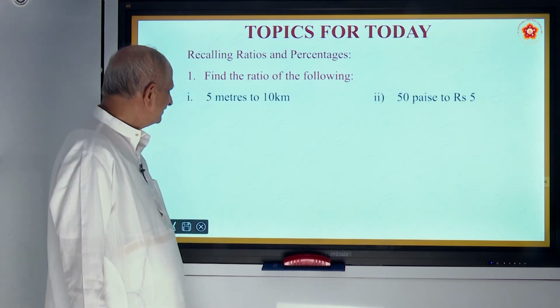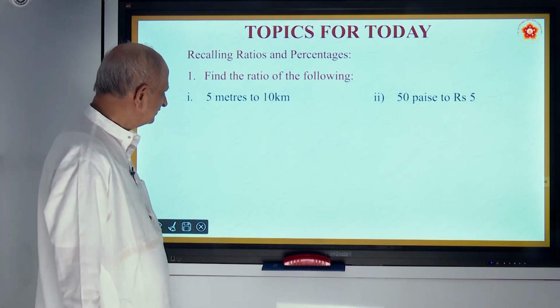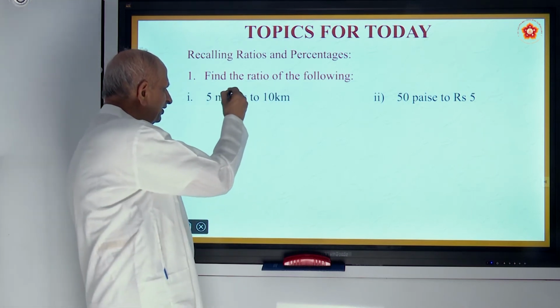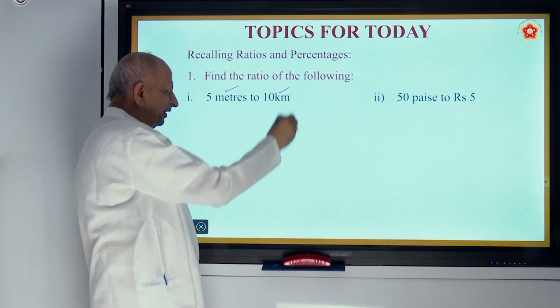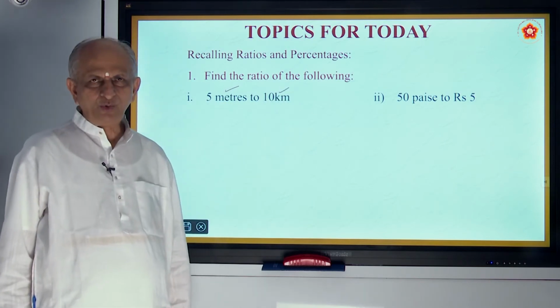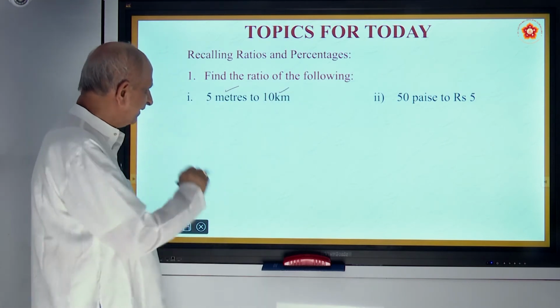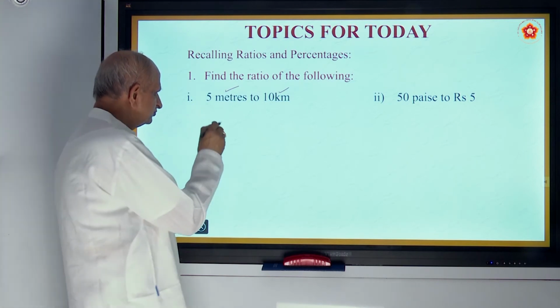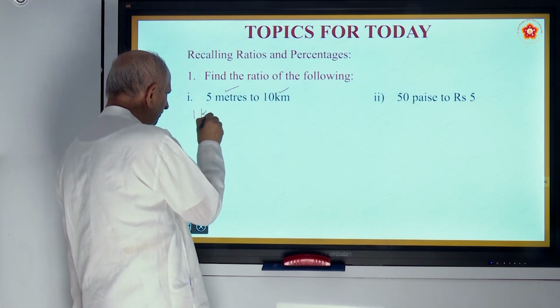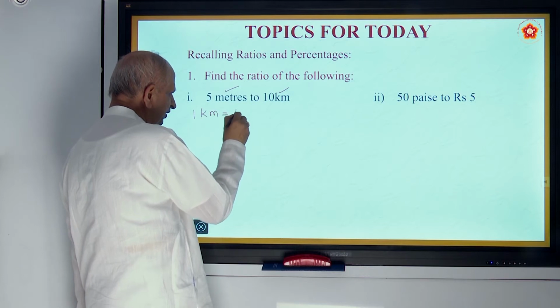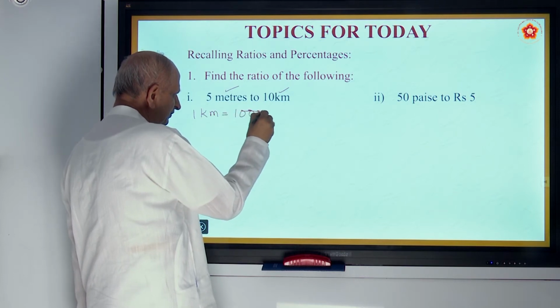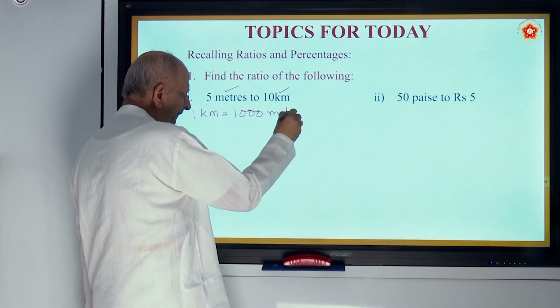Okay. So 5 meters to 10 kilometers. Here one unit is in meters, another is in kilometer. So what to do? You have to make both of the same unit. For example, 1 kilometer is equal to how many meters? 1000 meters, correct? Kilo means 1000.